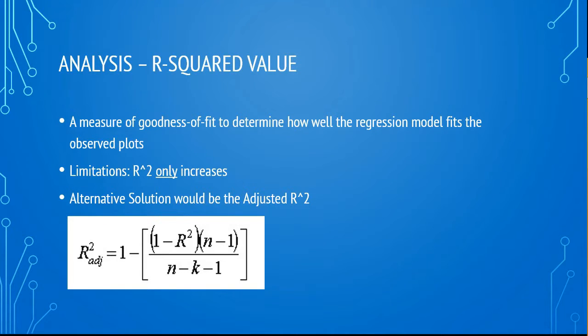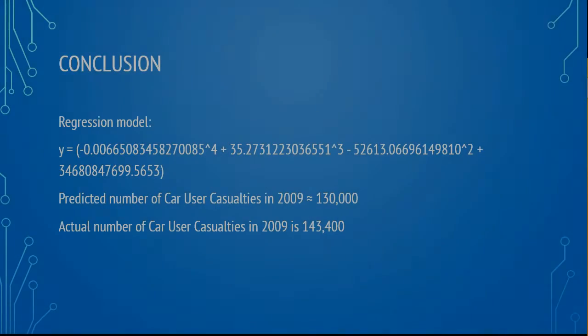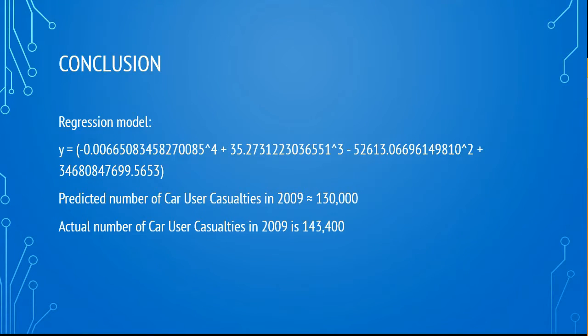On the other hand, a limitation of R-squared is that it only increases the more variables you add, whether useless or useful. So the better solution for my case, which uses multiple variables, would be to use the adjusted R-squared. Looking at the equation below, the adjusted R-squared is better because it takes into account whether you add useful or useless variables, and it gives a new R-squared. In conclusion, here's the regression model of all my analysis.